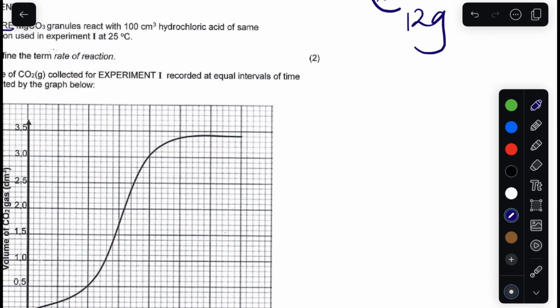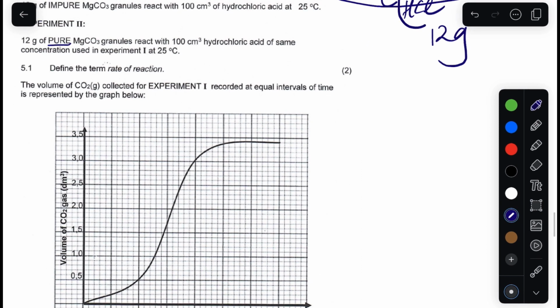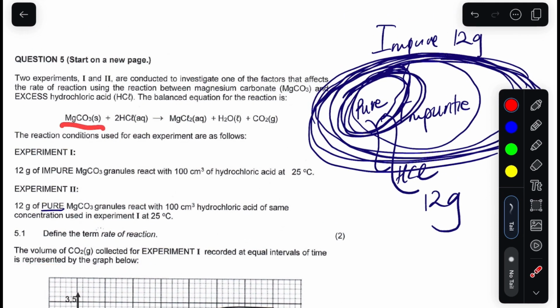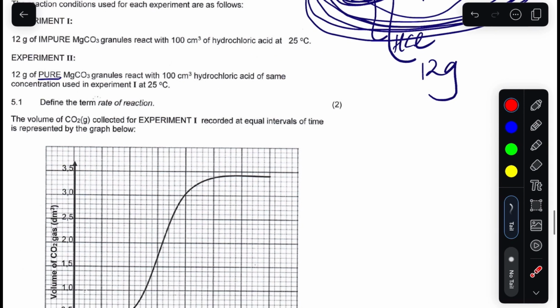Now, guys, we're given the graph. It says the volume of carbon dioxide collected in experiment 1, recorded at equal time intervals, is represented in the graph below. Guys, as we have seen, when the base reacts with an acid, there will be a salt, water, and carbon dioxide. So this carbon dioxide is collected to investigate the rate of reaction.